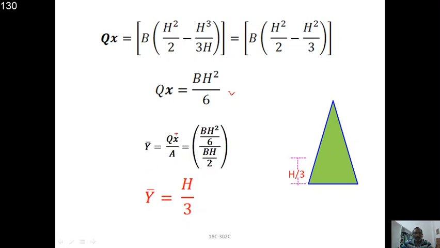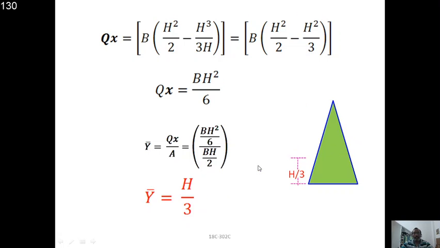Then y bar is equal to Qx by A, that is bh square by 6 divided by the area of the isosceles triangle, which is half of bh. Then you obtain y bar is equal to h by 3. So this is the way you need to solve using the integral method. So this is the point where the centroid, parallel to the x-axis, is located.